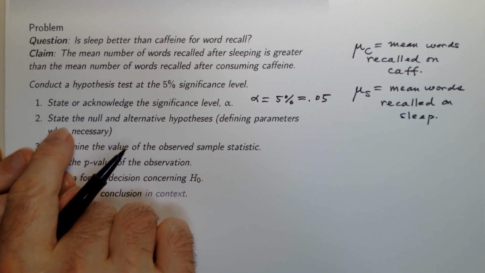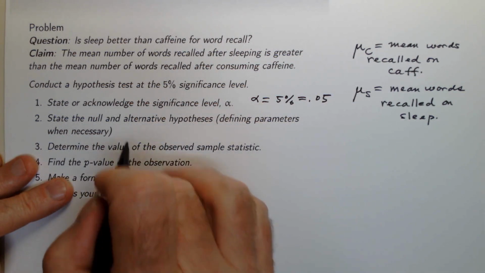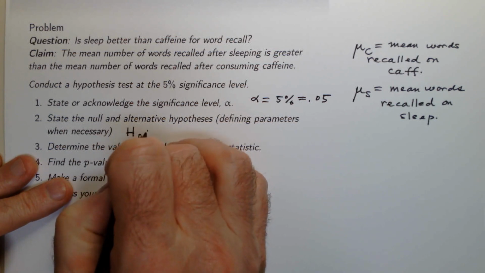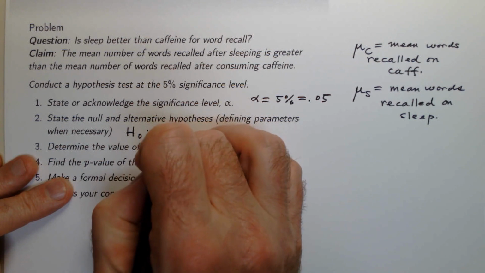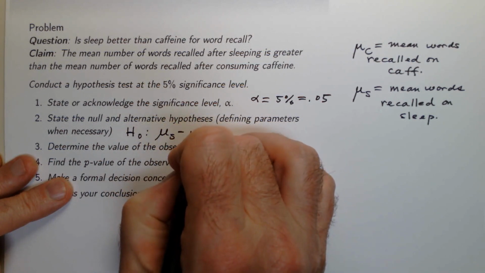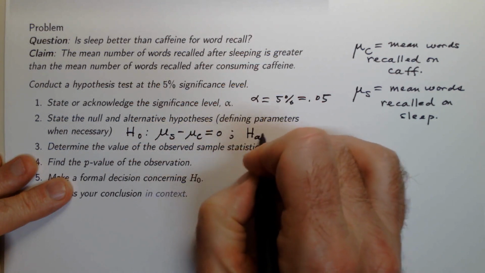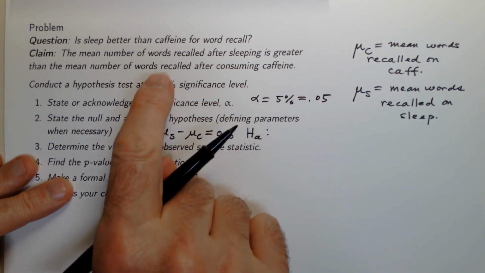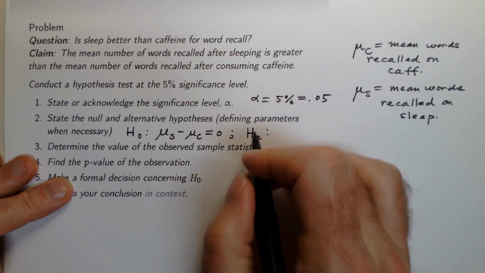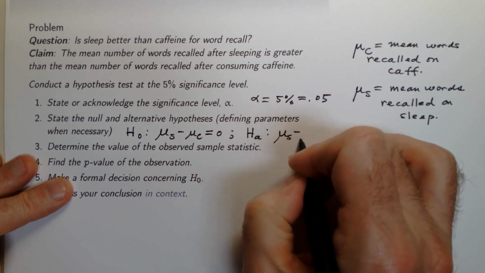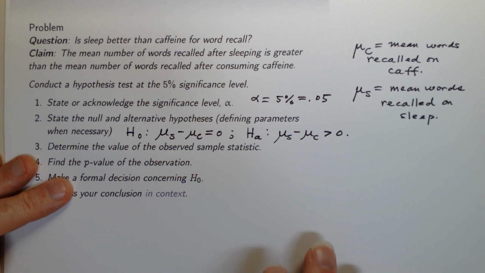So when we state the null and alternative hypothesis, we'll phrase those, of course, in terms of these parameters. So the null hypothesis, which is the hypothesis of no effect, says these are equal to each other. And so we could think of that as mu sub s minus mu sub c equals 0. And the alternative hypothesis is the hypothesis of effect that's consistent with the claim, and that's that mu s is bigger than mu c, or mu s minus mu c is in fact positive.